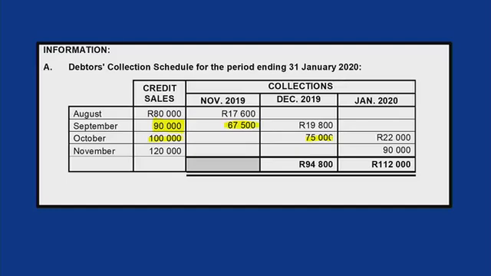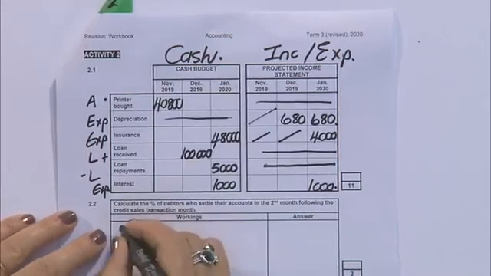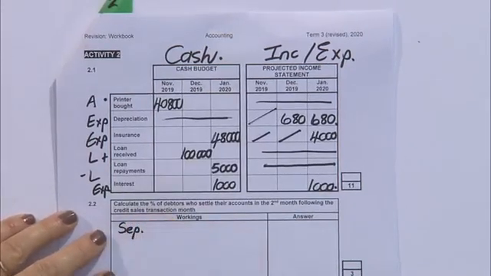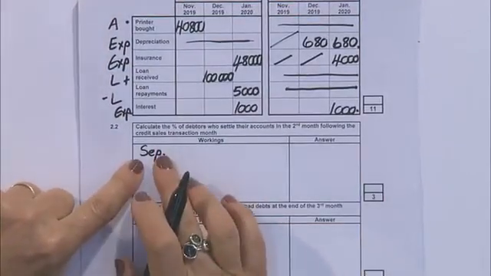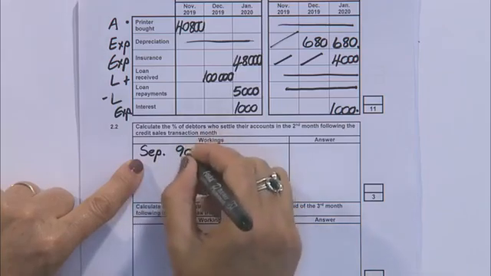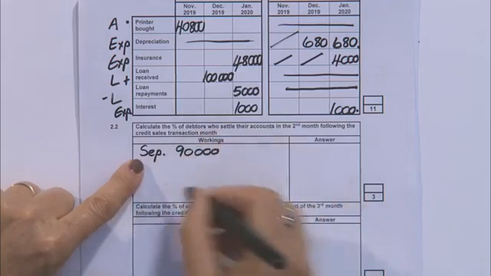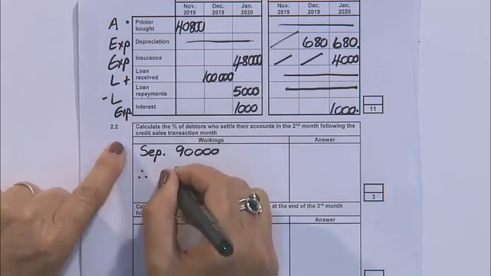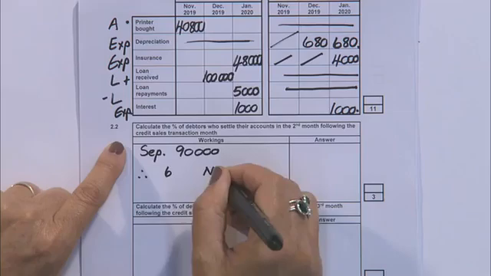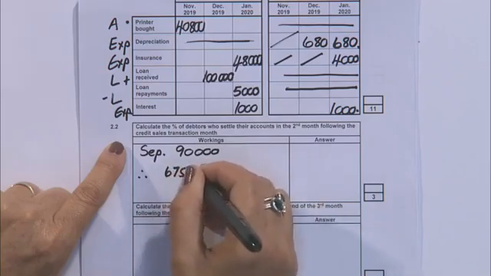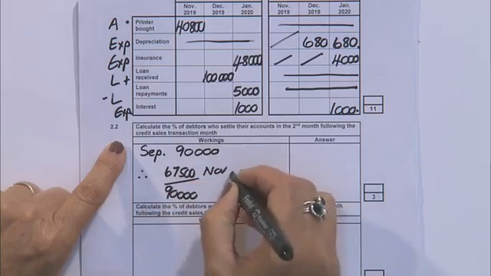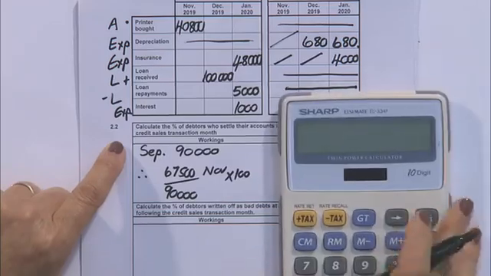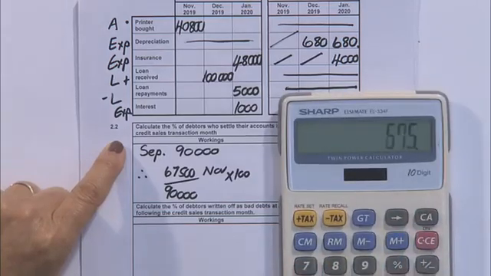So look what I'm writing on my answer page. I like it when people just write the month that they're working with. Otherwise, you yourself get confused. What were you doing there? You're looking at September. September's sales is 90,000. And therefore, the people paying 2 months later in November, which is 67,500, what percentage would that be? Let's see. It is 67,500 times 100 over 90,000.